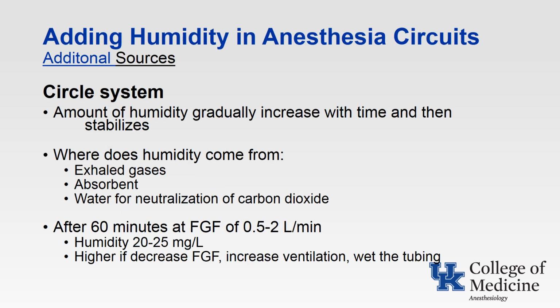The circle system is also a way of adding heat to the system. It allows a return of exhaled gases, which are already heated and humidified. The absorbent produces heat and humidification, and there is water generated by neutralization of CO2. After about 60 minutes at a fresh gas flow of 0.5 to 2 liters per minute, the humidity is about 50%, and it is higher if you increase fresh gas flows, increase ventilation, and wet the absorbent.